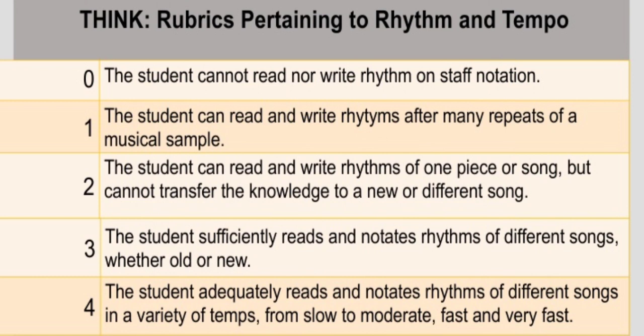3. The student sufficiently reads and notates rhythms of different songs, whether old or new. 4. The student adequately reads and notates rhythms of different songs in a variety of tempos, from slow to moderate, fast, and very fast. That's how you will give a score to your students about rhythm and tempo.